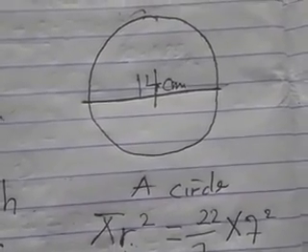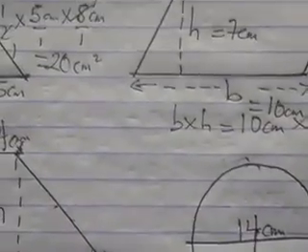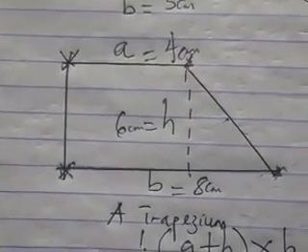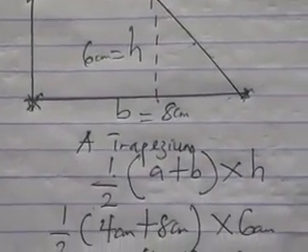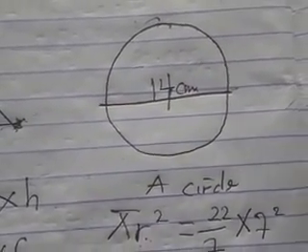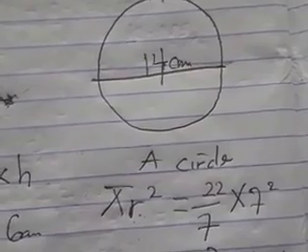Area of a triangle, half times base times height. Area of a parallelogram, base times height. Area of a trapezium, half in bracket a plus b times height. And area of a circle, pi r square. Now, it is very, very simple. Just know this formula, you can get it.